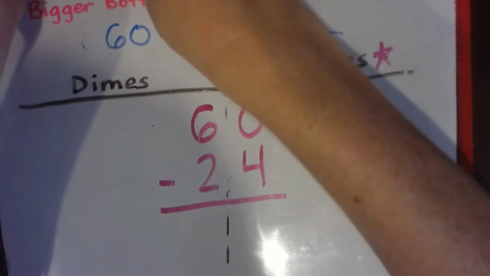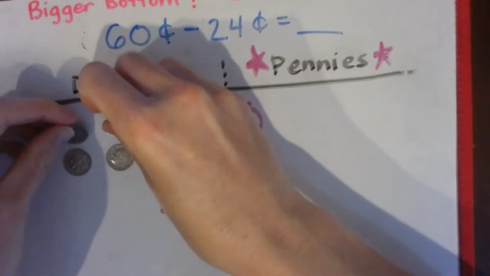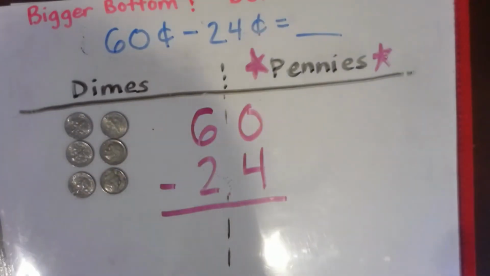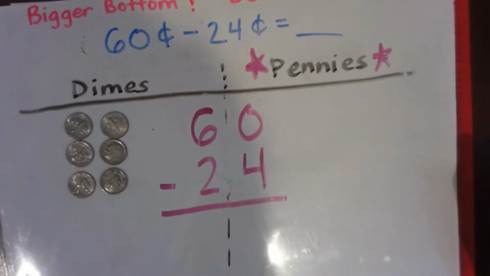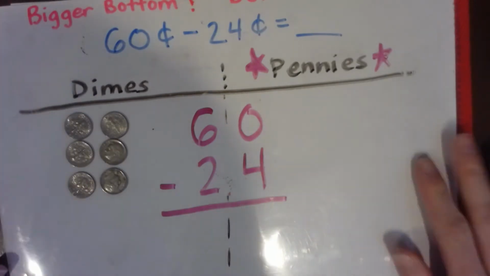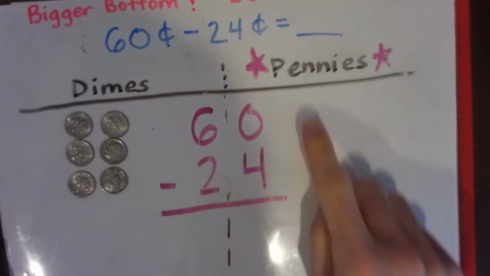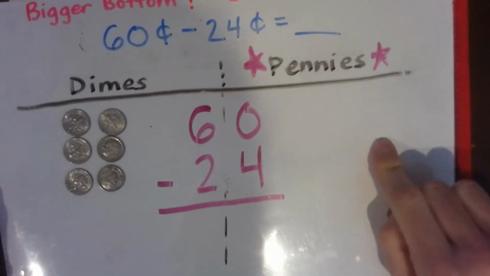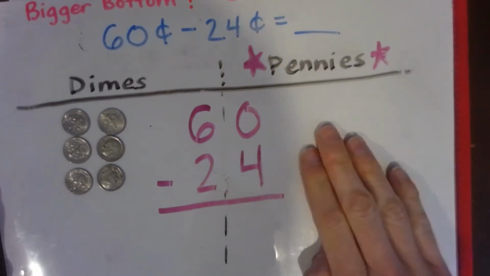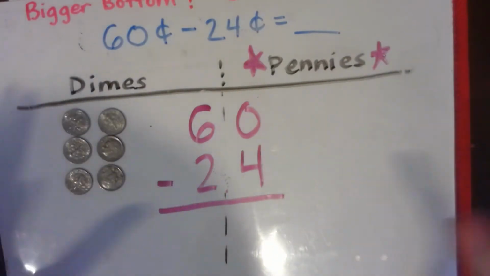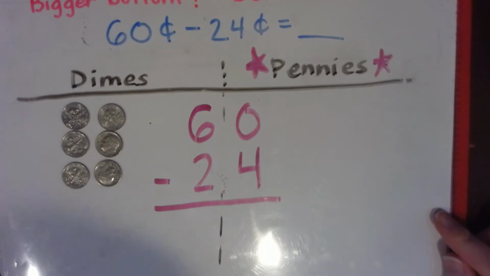If we have 60, that looks like 6 dimes. 1, 2, 3, 4, 5, 6 dimes. How many pennies are here? Are there any pennies? No. Okay. So now we have to take away 24 cents. So we always start with the penny side. If we have 0 pennies, can we take 4 away? Uh-oh, we can't. There's no pennies to take away.